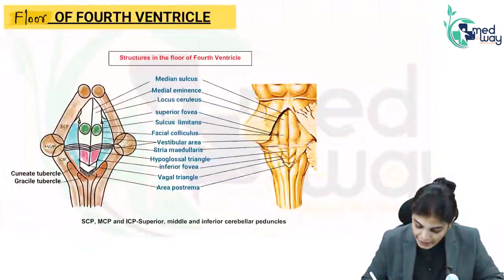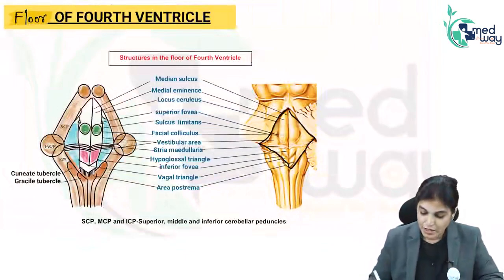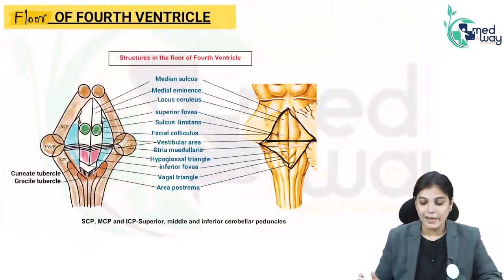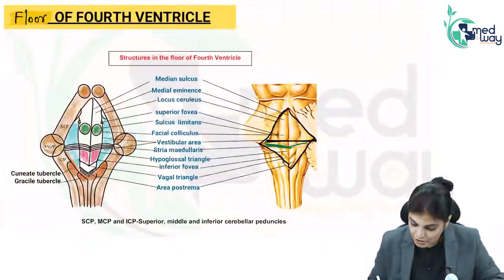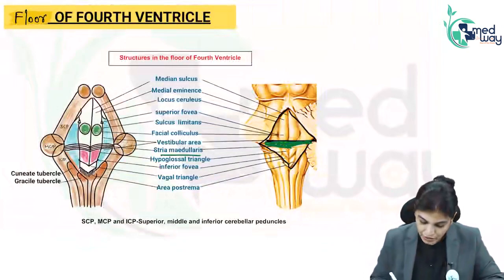So, if we outline it, this is the rhomboidal shape structure. That means it is divided into upper and the lower triangular space. So, exactly in between the upper and the lower triangular space, there are structures traversing, and this structure is called as stria medullaris. This structure which you are seeing is the stria medullaris.